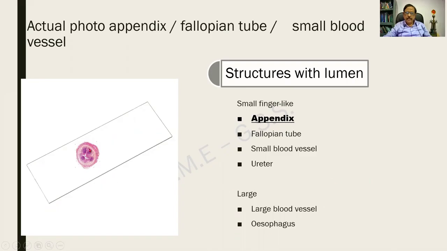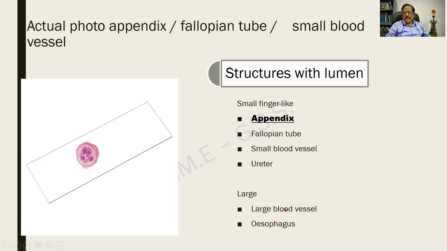Now I am seeing a circular structure along with a whitish space called the lumen. Always it is advisable to look at the slide with the naked eye. What are all the small structures that can have a lumen? It can be an appendix, a fallopian tube, a small blood vessel, or a ureter. Of these, appendix is commonly kept for the student. So let us assume that on seeing this itself, the diagnosis is appendicitis.